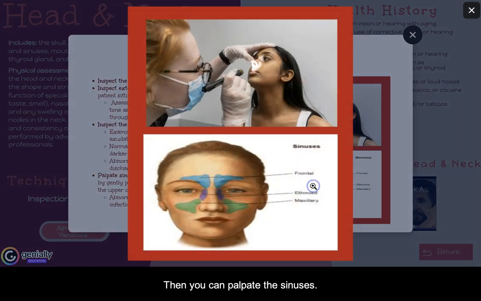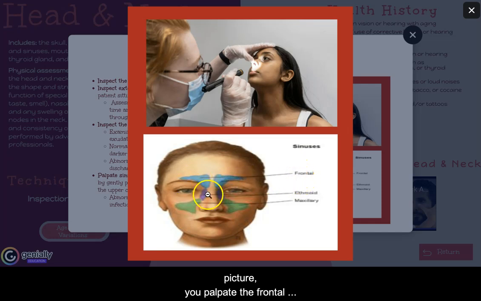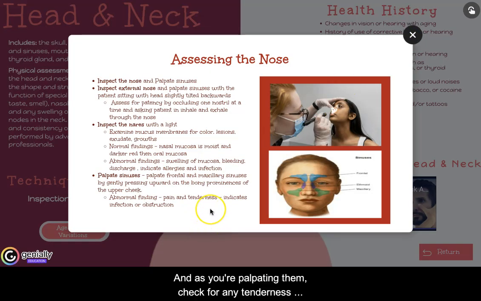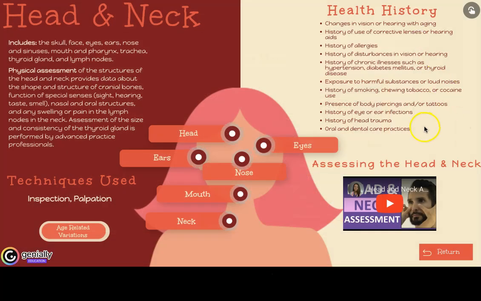Then you can palpate the sinuses. If you notice here on this picture, you palpate the frontal sinuses, the ethmoid sinuses, and then the maxillary sinuses. And as you're palpating them, check for any tenderness. Tenderness indicates an abnormal finding, and it could mean there's an infection or obstruction. So just gently palpate them with your fingers and note any tenderness.